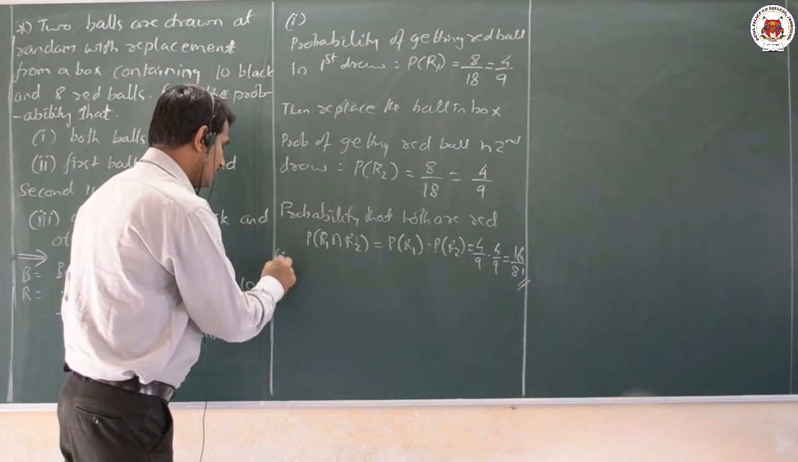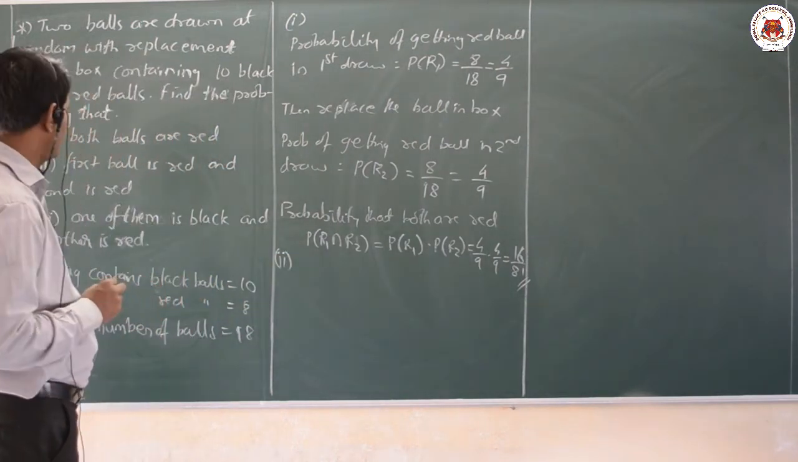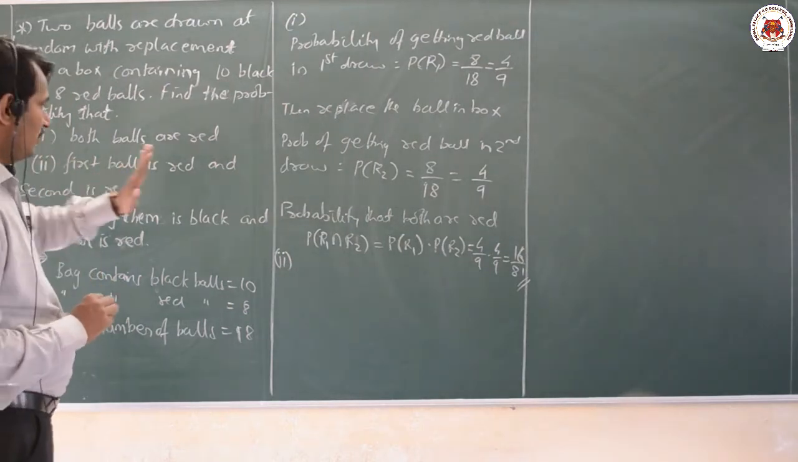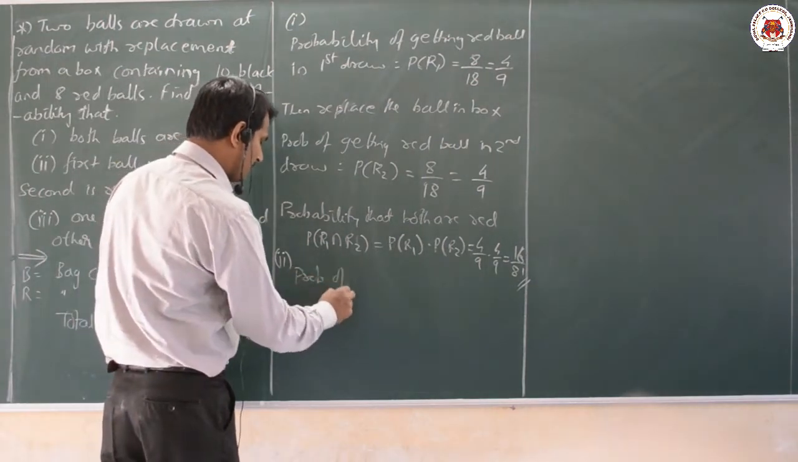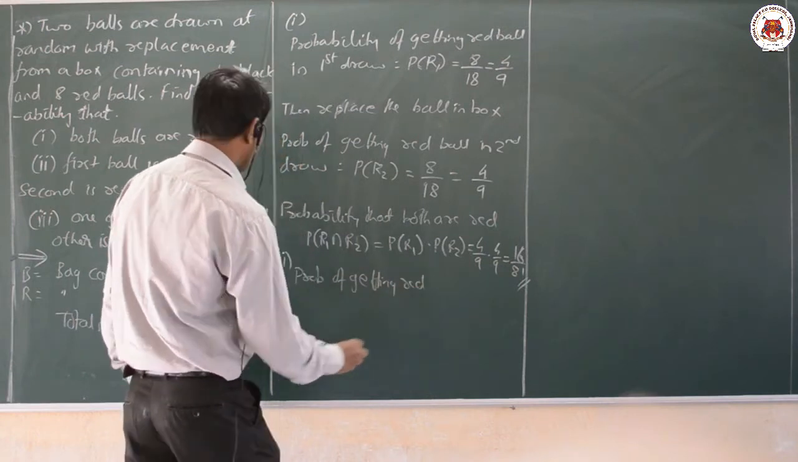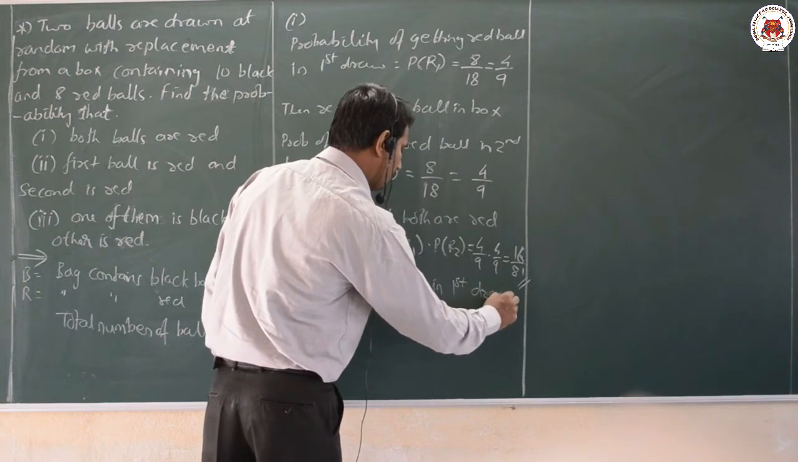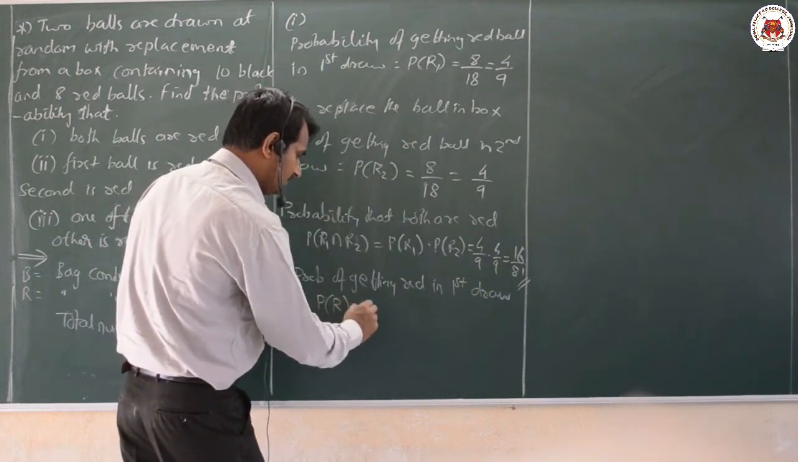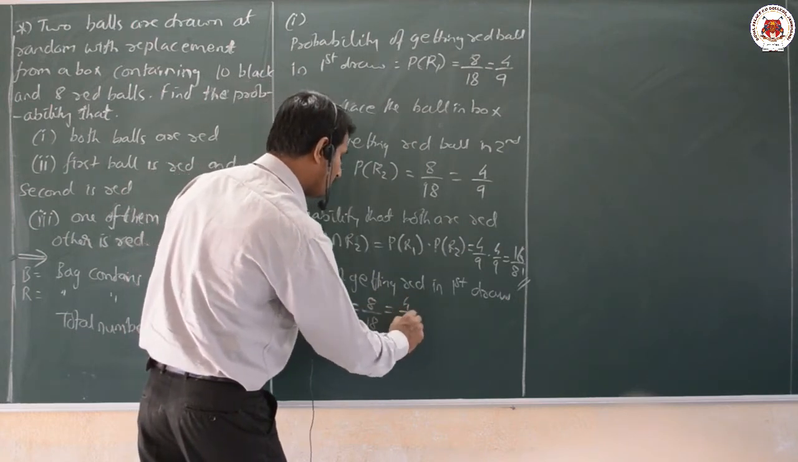Now let us start with the second one. The second one is also as simple as the first one. The first ball is red, that I will take. That is the probability of getting red in the first draw. First red I will write as R, which is the number of red, 8, divided by 18, that is 4 by 9 here.